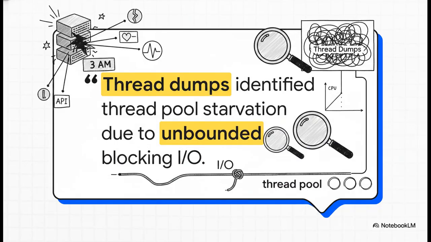We're starting with a real-world postmortem straight from the engineering trenches. Picture this, okay? It's 3 a.m., your production system completely crashes. The APIs are totally unresponsive. But here's the bizarre part. Your traditional metrics, like CPU usage, look perfectly normal. Actually, CPU utilization dropped to near zero. It wasn't until the engineers frantically pulled thread dumps that they found the real culprit, thread pool starvation, triggered by unbounded blocking I/O operations.